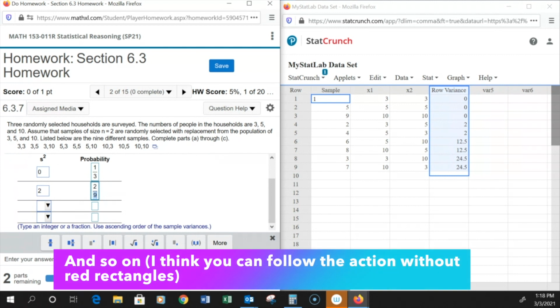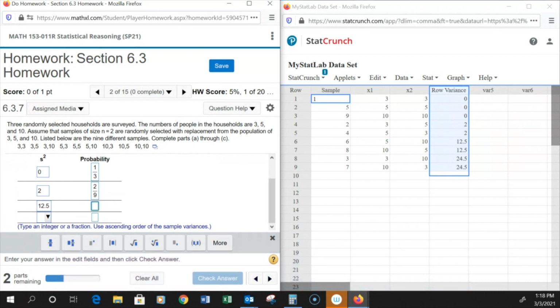The next one is 12.5. And again, counting them, 1, 2, there are 2 of those, so probability 2 out of 9. We saw it was 9 because we saw the number of rows. Last but not least is this 24.5. There are 2 of those.